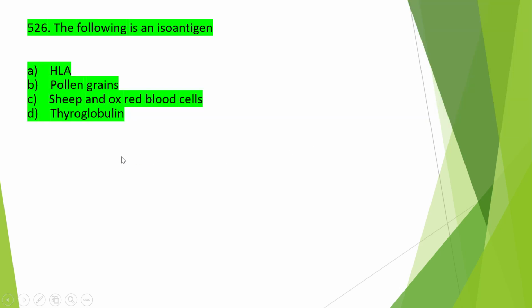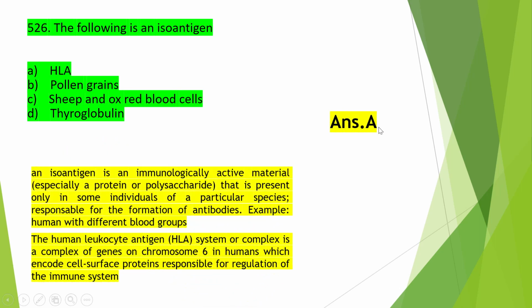So the first question of this video, that is question number 526. The following is an isoantigen. Options are A, HLA, B, pollen grains, C, sheep and ox red blood cells, or option D, thyroglobulins. Okay, so the right answer about the isoantigen is option A, that is HLA, that is human leukocyte antigen.